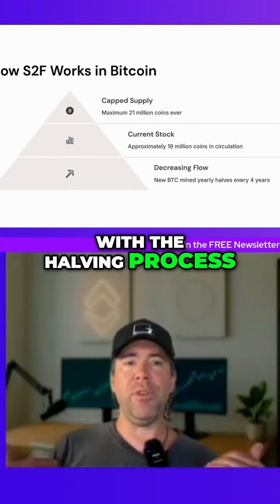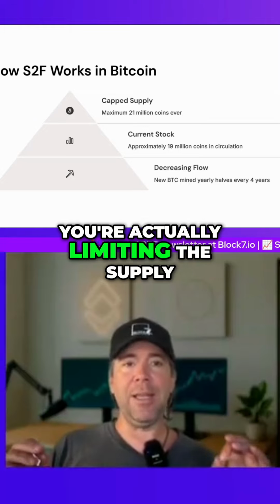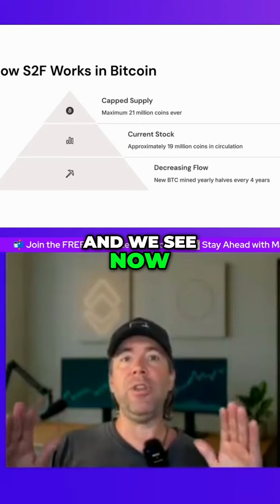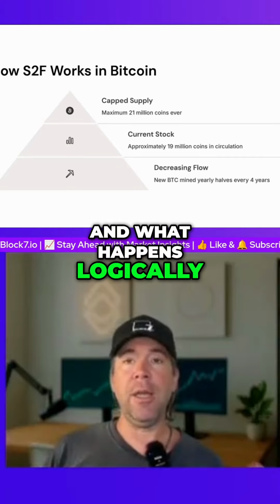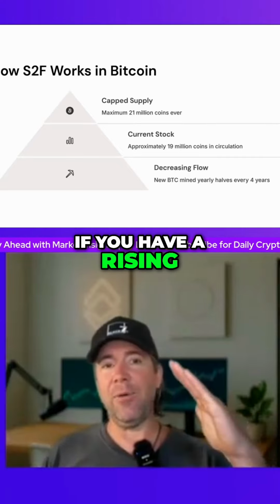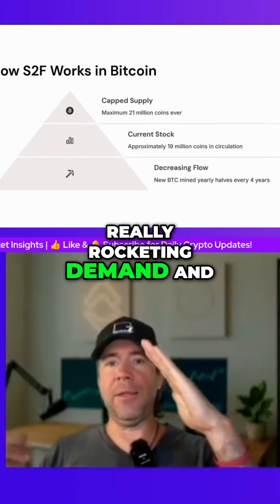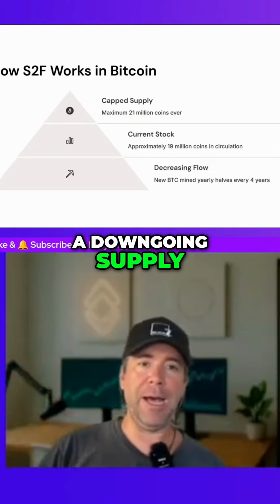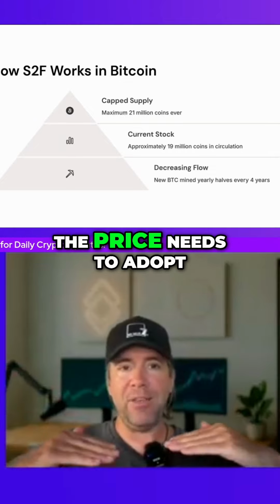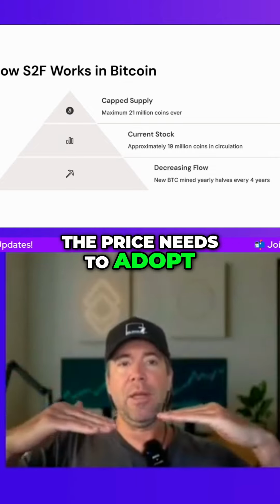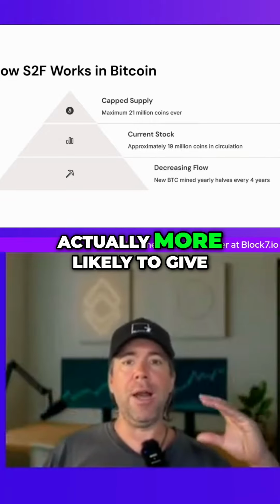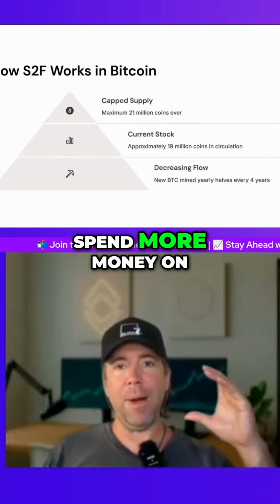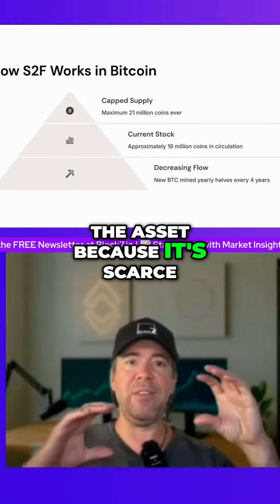With the halving process, you're actually limiting the supply. And we see now the demand is really skyrocketing. Logically, if you have rocketing demand and a declining supply, it's very logical that the price needs to adapt. What happens then is that buyers are actually more likely to spend more money on the asset because it's scarce.